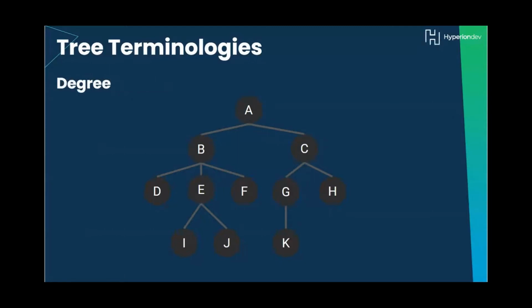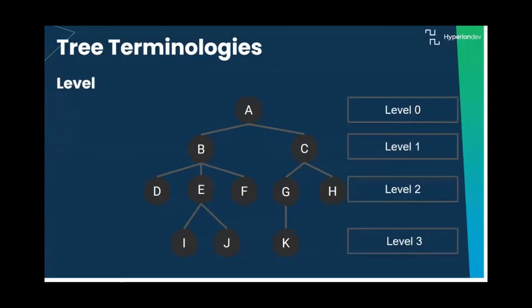Next, we have degree. The total number of children of a node is called the degree of that node. So in this example, we can see that the degree of A would be 2 since it has two children. The degree of B would be 3, and the degree of F in this example would be 0 since it does not have a child.